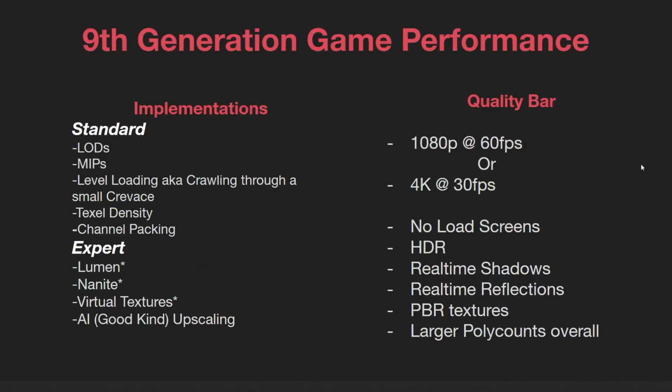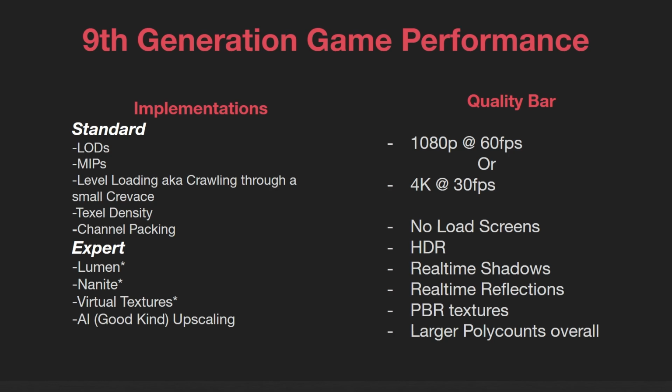So what do we need to do? We have, of course, our simple implementations, things like LODs, MIP mapping. Of course, there's the level loading way, which is like when you go through a game, you're crawling through a crack essentially in between stuff in the games. But there's also things like texel density and channel packing, things that we can try and be a little bit more efficient with. Working with Unreal Engine 5, we have some more very specific ones like Lumen, Nanite, virtual textures, and of course AI upsampling with their temporal super resolution. They also help to make sure that we can have a very efficient looking game.